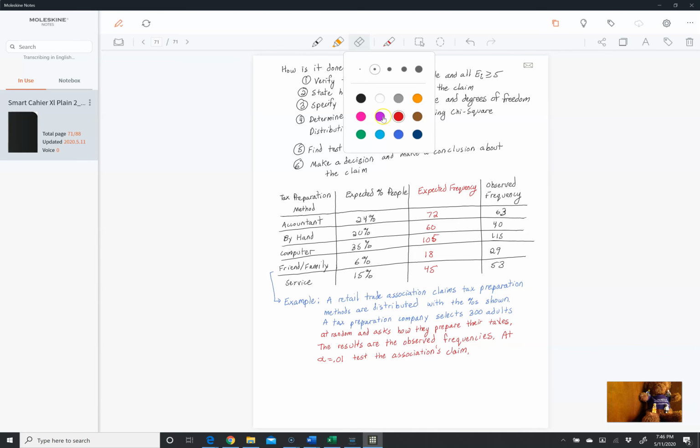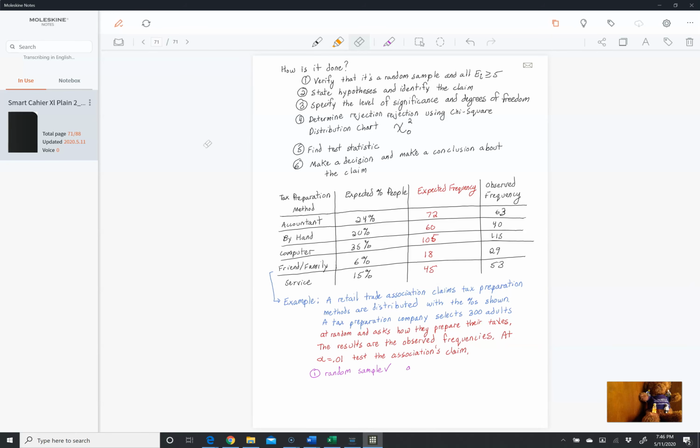Okay, so let's do the problem. First thing that we do is we verify all expected frequencies are greater than 5, and that it's a random sample. It is a random sample. All E sub i are greater than or equal to 5, right? All of these are greater than or equal to 5. These are the ones that we're looking at.